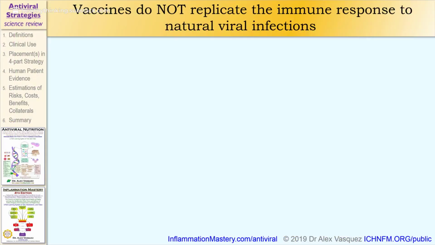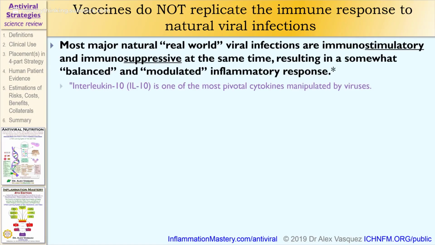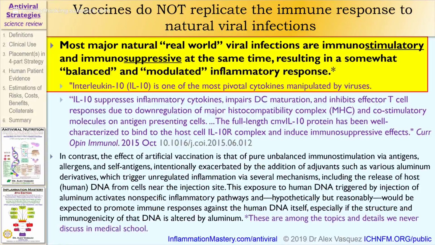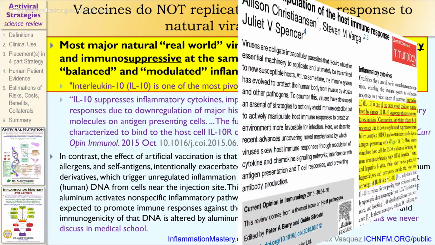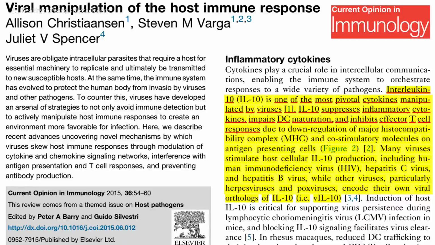And by the way, somewhat as an aside, vaccines do not replicate the immune response to natural viral infections. Most major natural real-world viral infections are immunostimulatory and immunosuppressive at the same time, resulting in a somewhat balanced and modulated inflammatory response. For example, interleukin-10 is one of the most pivotal cytokines manipulated by viruses.